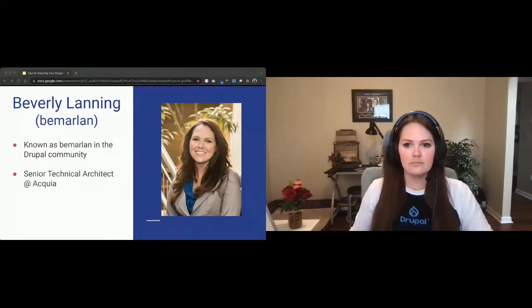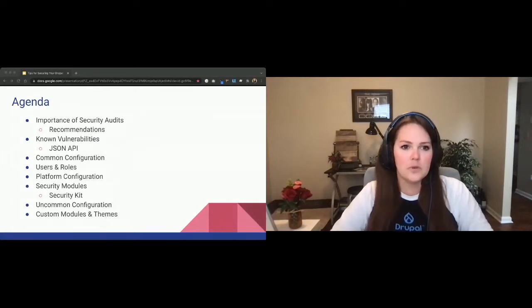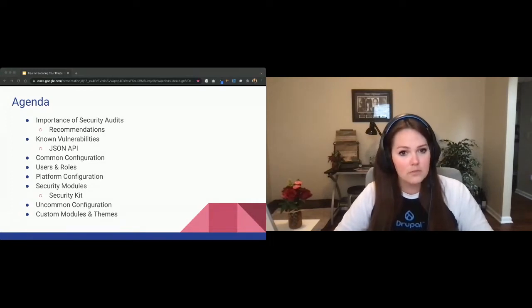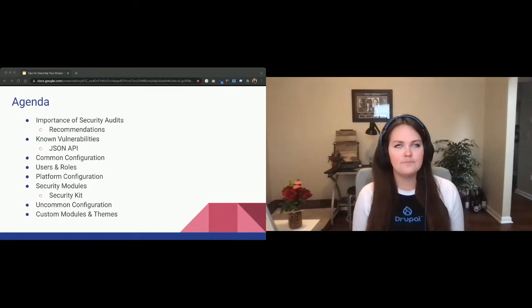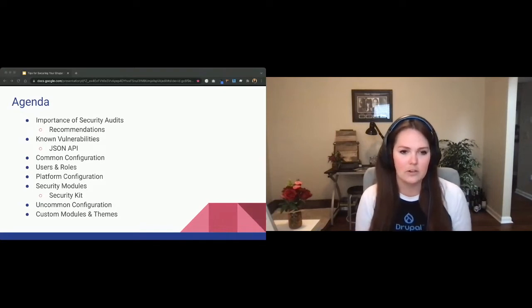All right, so some of the agenda items for today. First, of course, it wouldn't be a proper presentation without going over the importance of security audits. And I'll also give a couple recommendations for those. Then we'll get into some security items to check for. So first, some known vulnerabilities, and we'll touch specifically on the JSON API. We'll go over common configuration, whole section for users and roles specifically, platform configuration. I know this is more geared toward the Drupal application, but there's a couple of things that I feel obligated to call out from a platform level. So we'll go over those just really quick.